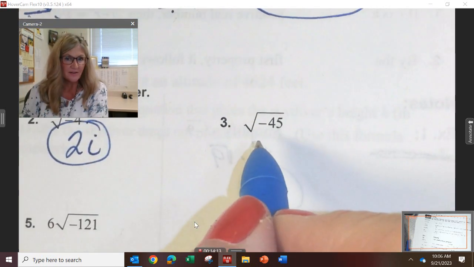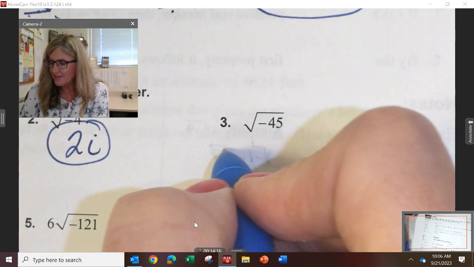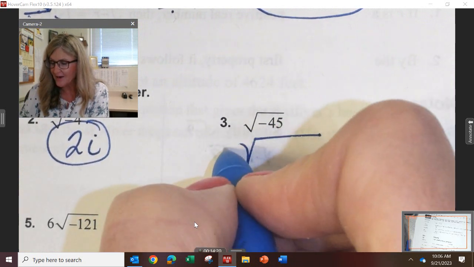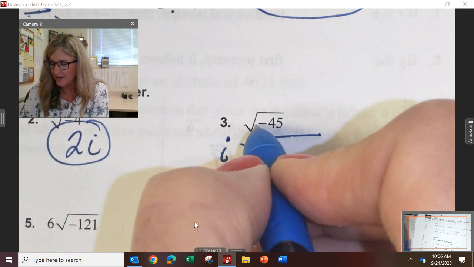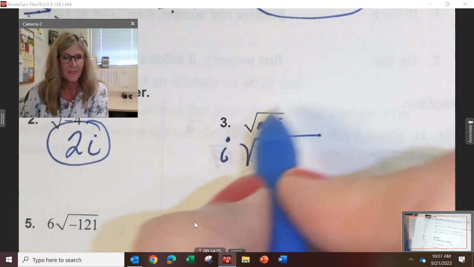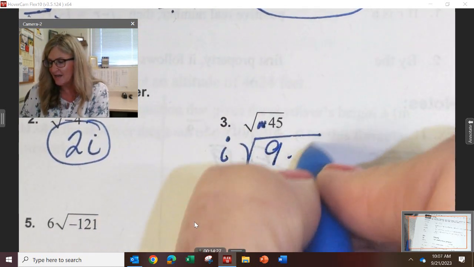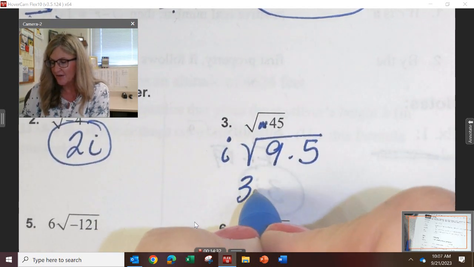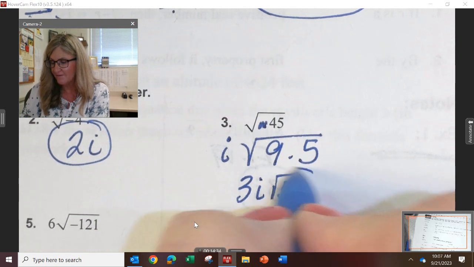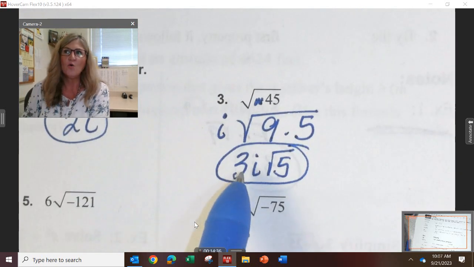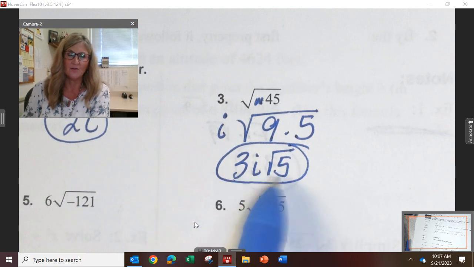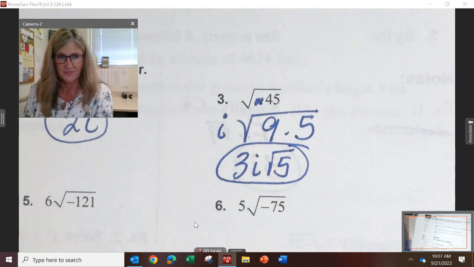Okay, number 3 is a little bit tougher. I know there's an i, I can get rid of the negative under the radical just by putting an i in the front. That's taken care of. 45 is 9 times 5, and what is the square root of 9? So this is 3i radical 5. This is the order you want to write it in: the number, the i, and then the radical. That's just common notation.